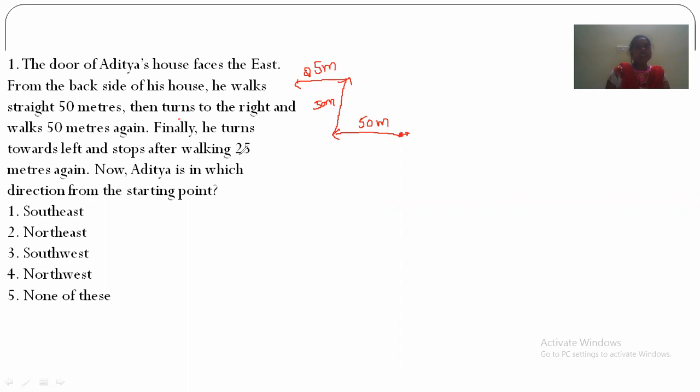Now, Aditya is in which direction from the starting point? They are not asking for the distance, they are just asking the direction from the starting point. So simply mark a plus sign at the starting point, with north, east, west, south. From this point, in which direction is he? In between north and west, which means the northwest direction. So this is the answer. Northwest direction. Like this, we will answer.